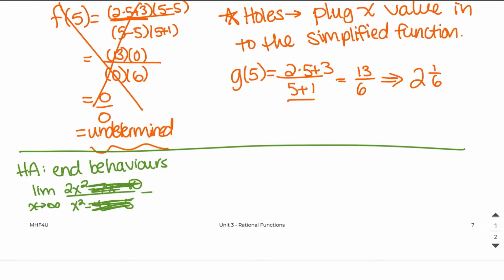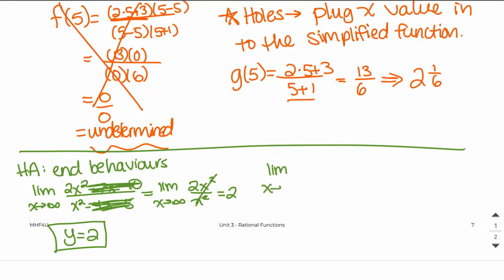This stuff doesn't even matter. So this becomes the limit as x approaches infinity of 2x squared over x squared. The x squareds divide out, so I end up getting 2. So I would have a horizontal asymptote of y equals 2. And the same thing would happen on the left side of my graph, right?